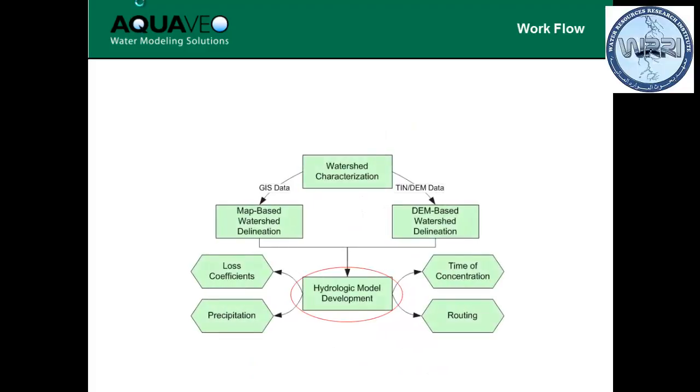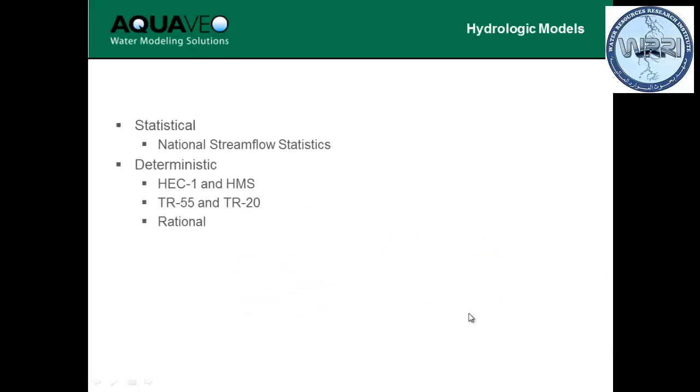So we've learned how to do watershed delineation, DEM-based and map-based, and how to combine those two. So if we have some changes in our watershed, we can define our own streams, define roadway embankments, and things like that. Now we're going to learn about how to compute hydrologic parameters. The parameters we want to compute are our loss coefficients, our precipitation, our time of concentration, and then routing parameters. We're not going to talk so much about routing parameters just yet, but we will later.